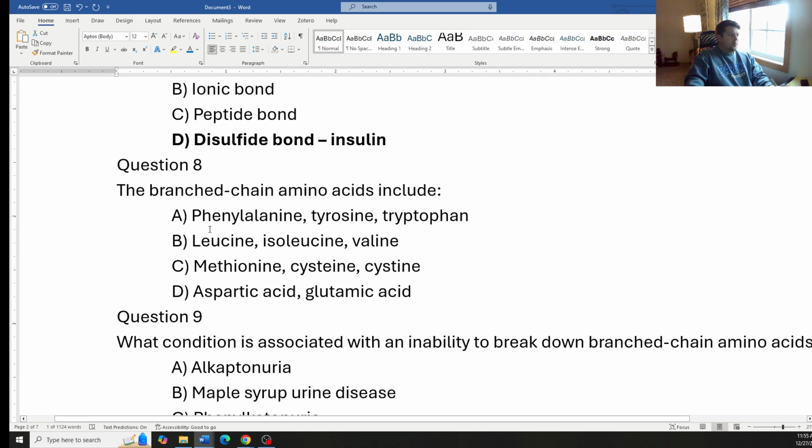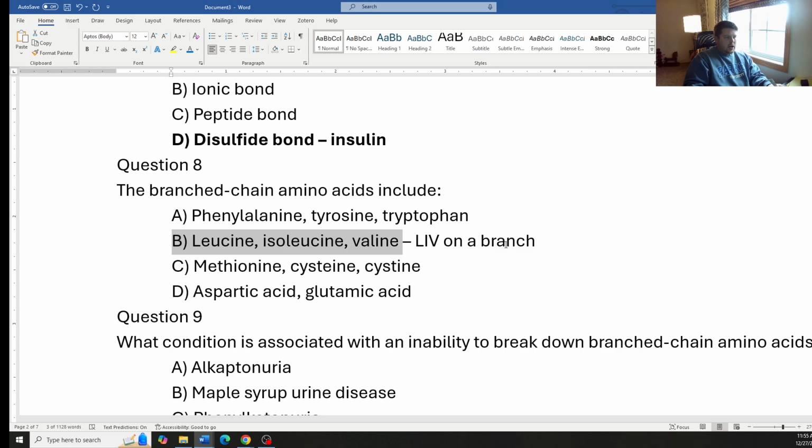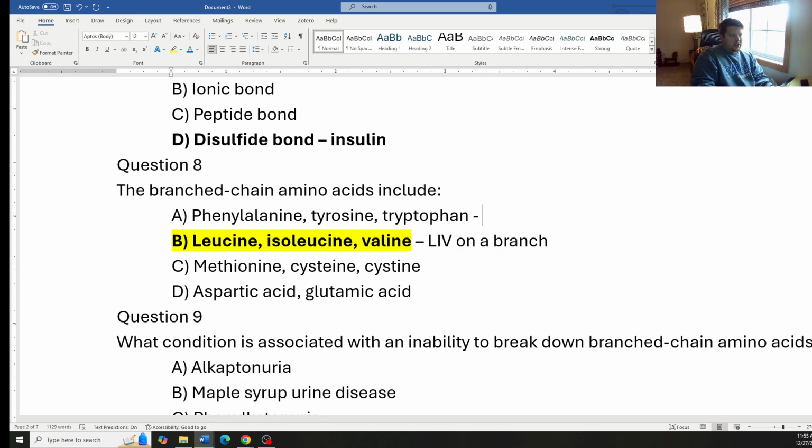Question number 8. The branched chain amino acids include which of the following? Phenylalanine, tyrosine, tryptophan, leucine, isoleucine, valine, methionine, cysteine, cysteine, aspartic acid, glutamic acid. We have our "live on a branch", which is our leucine, isoleucine, and valine. Those are our branched chain amino acids. What is the mnemonic for phenylalanine, tyrosine, tryptophan? They are our ring structures.